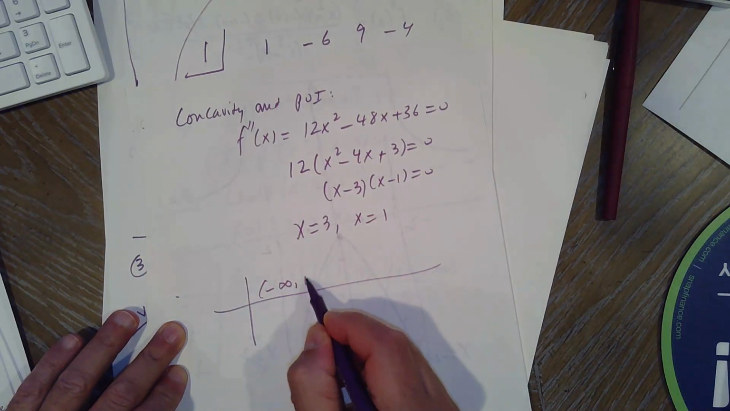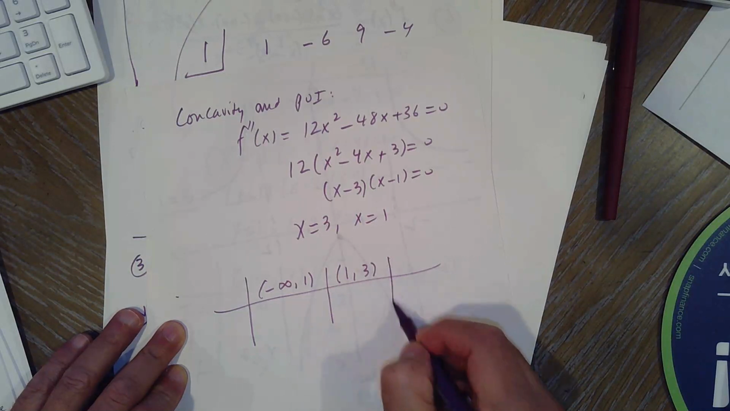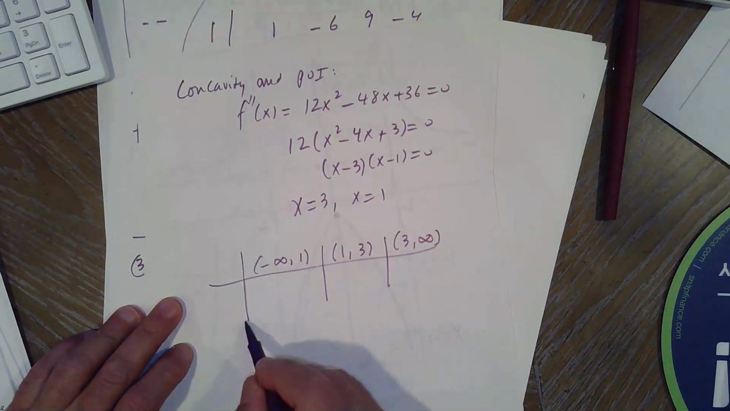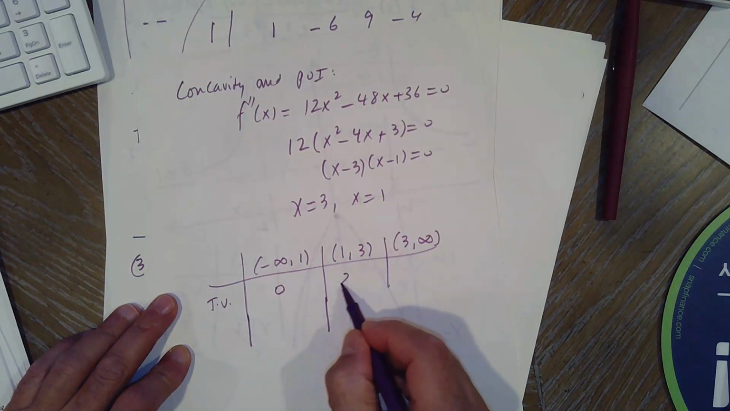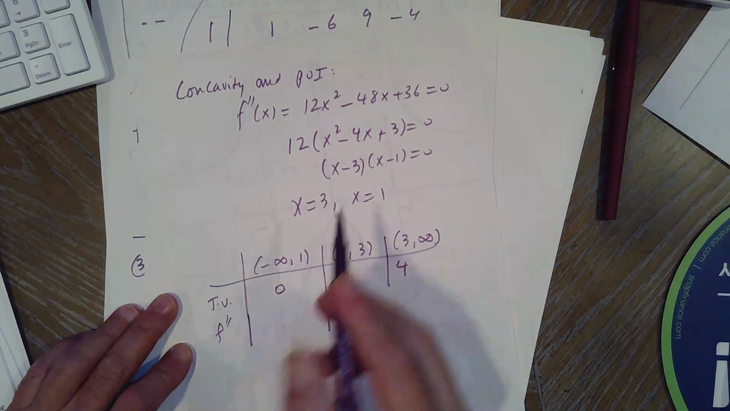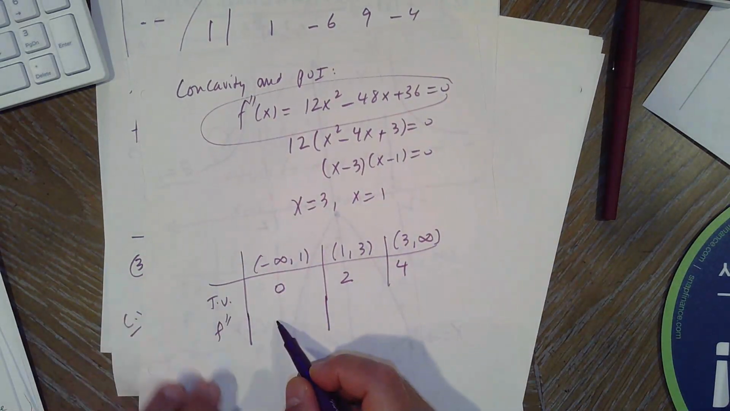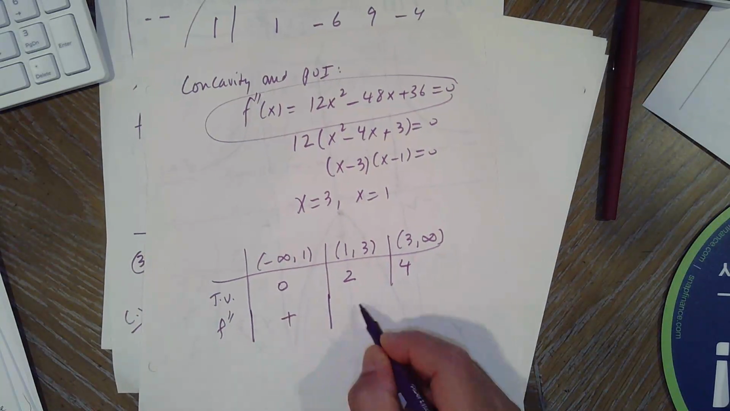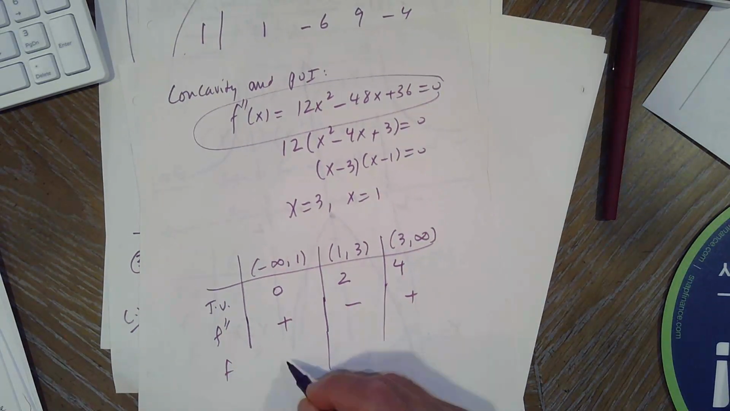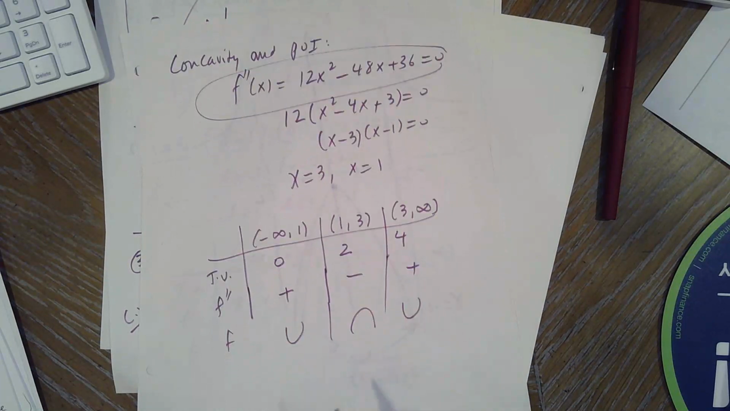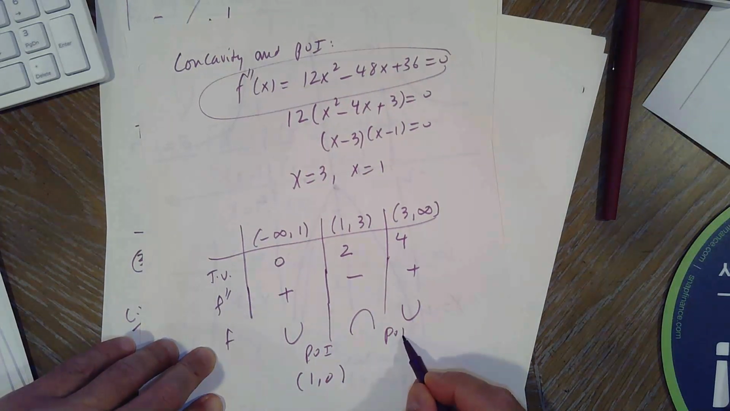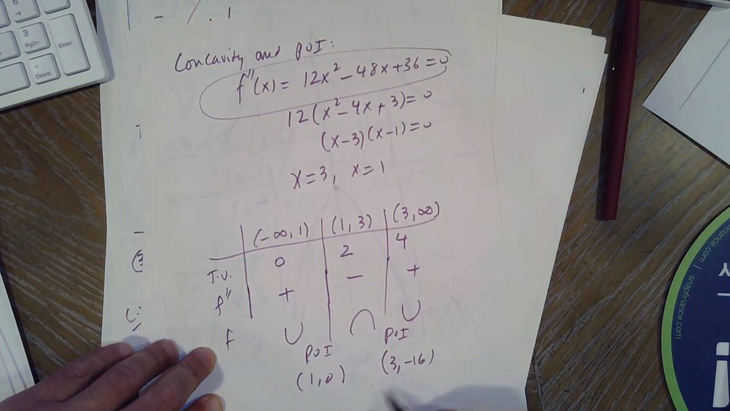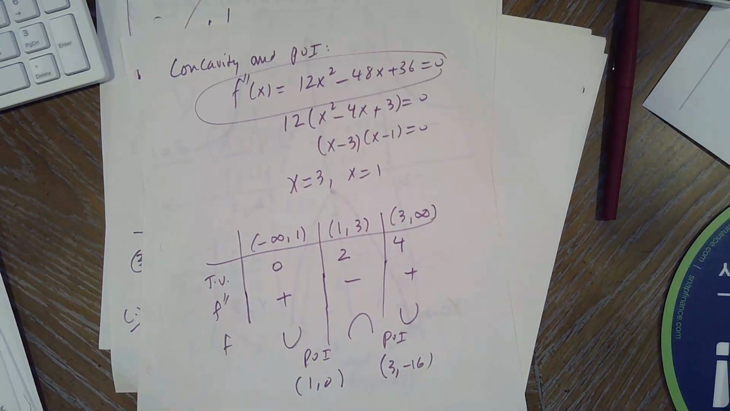So we do negative infinity to 1, 1 to 3, 3 to infinity. We pick a test value in each interval and plug it into the second derivative. All we care about is whether it's positive or negative. So positive, negative, positive. Concavity is up, down, up. So we have a point of inflection at 1. The y value is 0, and we have a point of inflection at 3. The y value, again, where do I get my y values? All the way back in the original equation. Okay, that's where we plug them in.